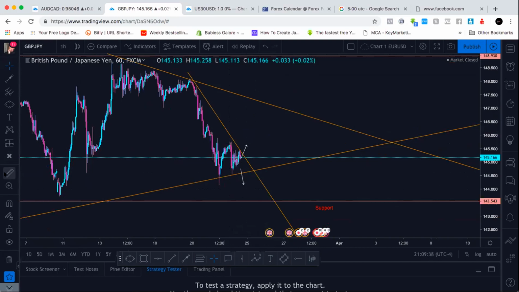So let me see how many pips this is. Oh, that's a lot of pips. That's awesome. 100 pips. Okay, so now, Paul, can you do that out there? Wow. Oh, okay.